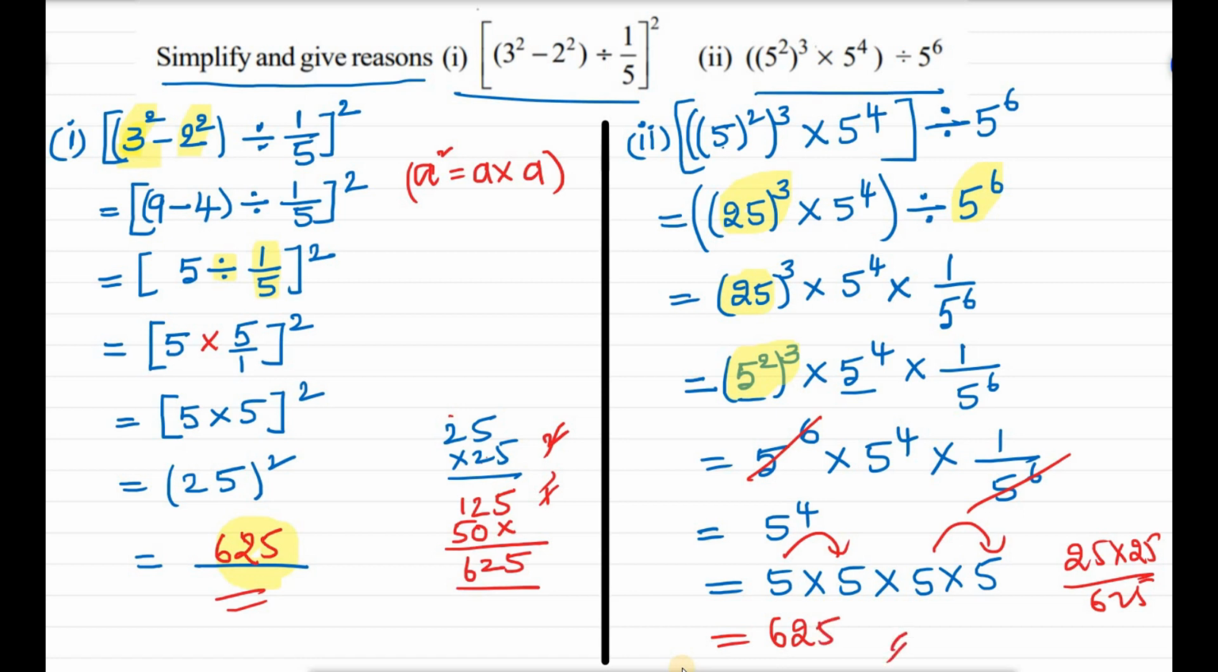So what do we observe in both cases? We got the same result, 625. This is how we solve. For every step, whatever you are doing, write the reason behind it. Since we are using the rule a power m whole power n is equal to a power mn, like that you have to write the rule or law whichever you are using corresponding to that statement.